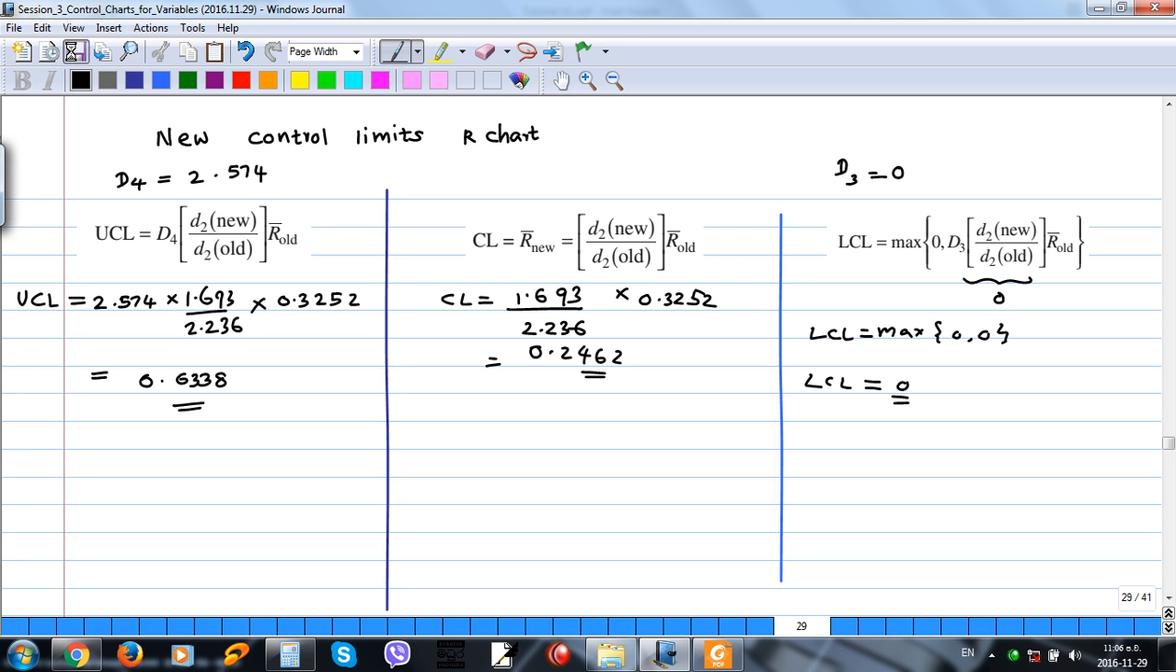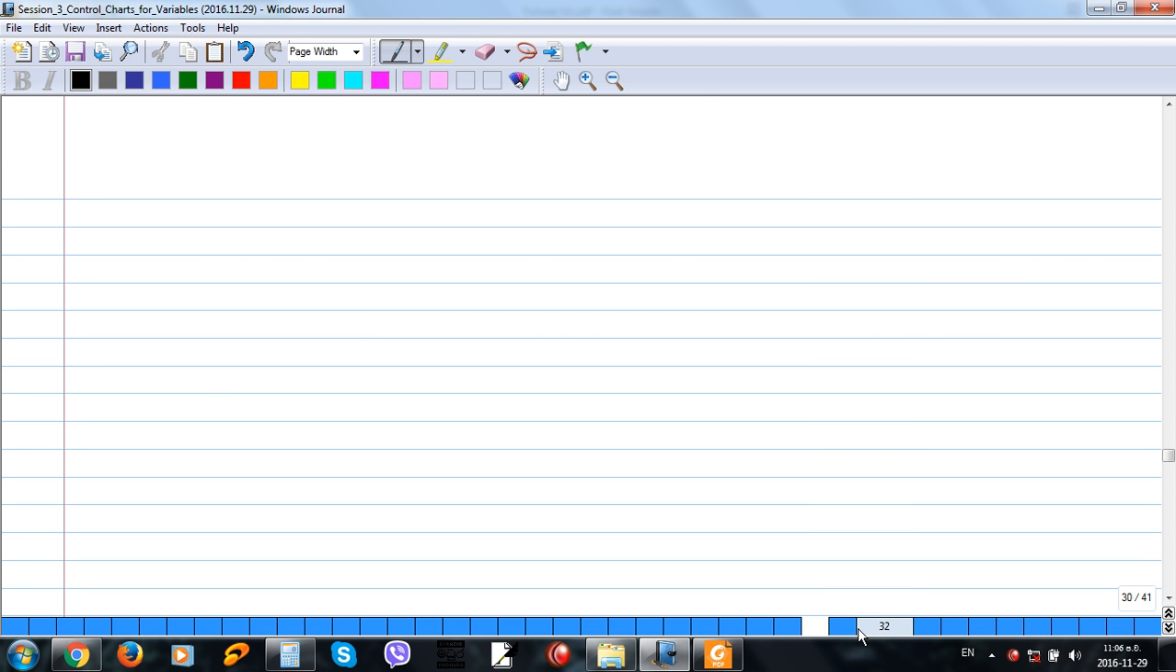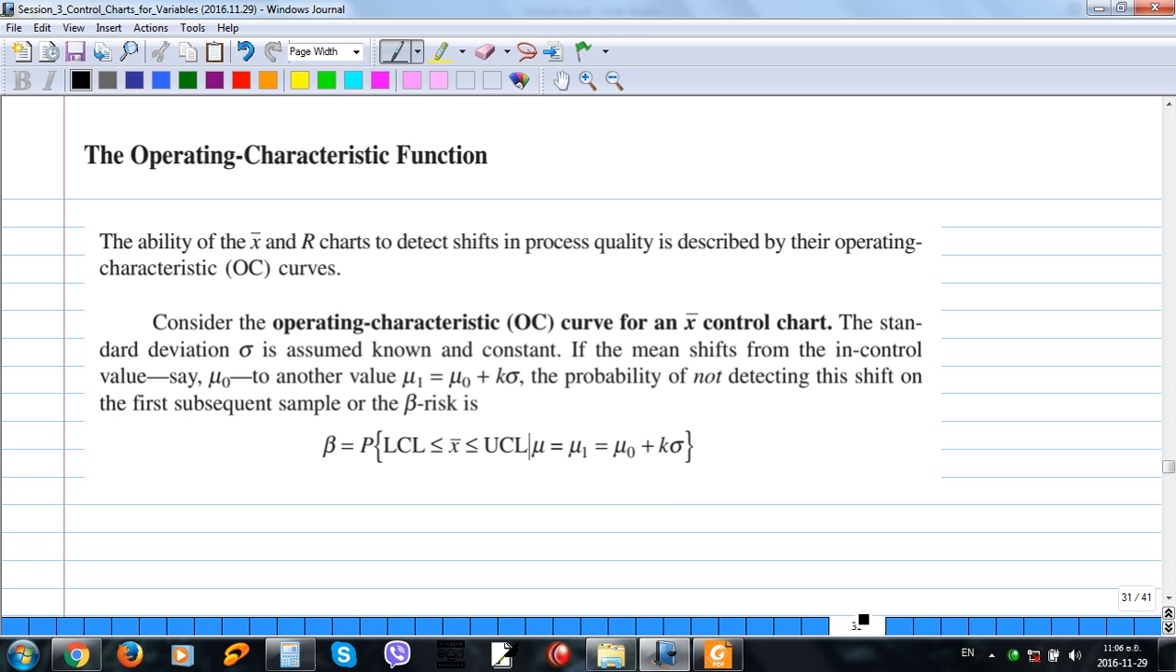If you change the sample size in this way, the other control limits also change. Right. Then the operating characteristics function, we normally call the OC curve. The ability of the X bar and R charts to detect shifts in the process quality is described by their operating characteristics curves. It means we need to find the defectives. X bar and R charts are used to find the defectives in process control.